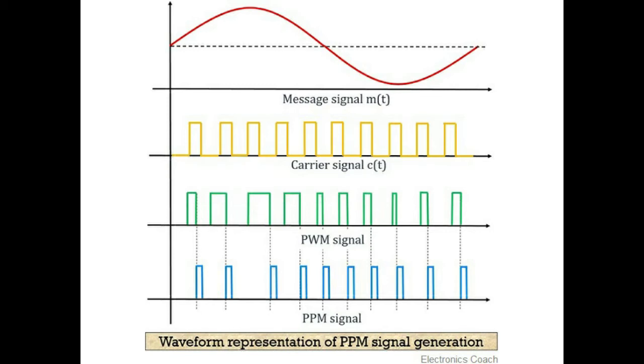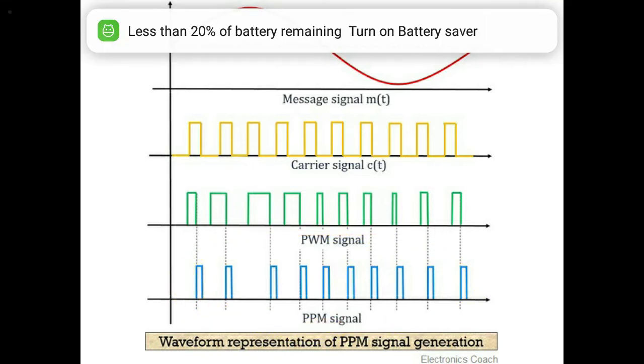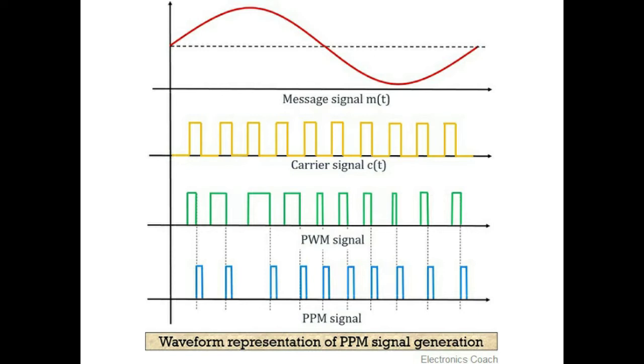Now this is the waveform which represents all four: the audio signal, the high frequency carrier, PWM, and PPM. You can observe the width of the signal according to the carrier wave is changed in case of PWM. The position of PWM is changed according to the ramp's output in PPM, if you observe. Okay, this is an easy concept. Go through it once or twice, you will understand.